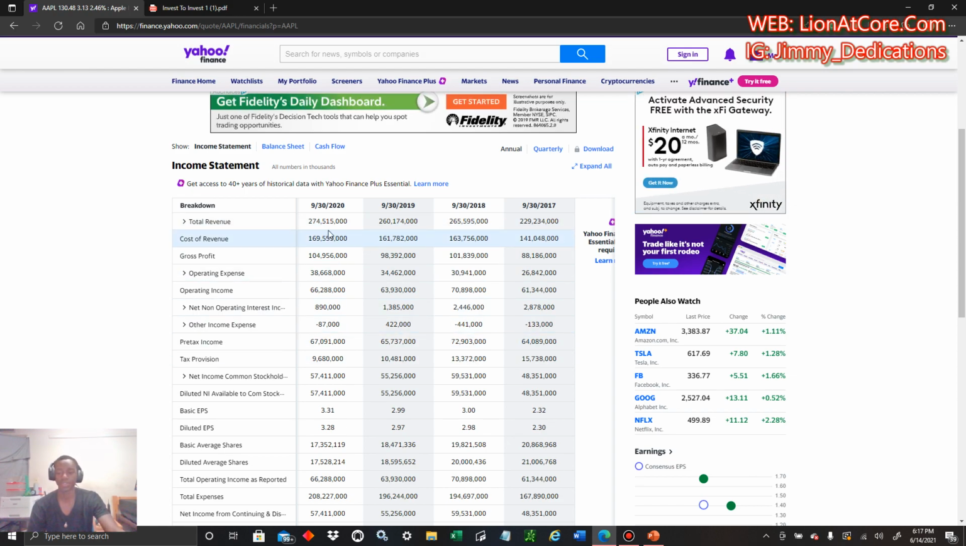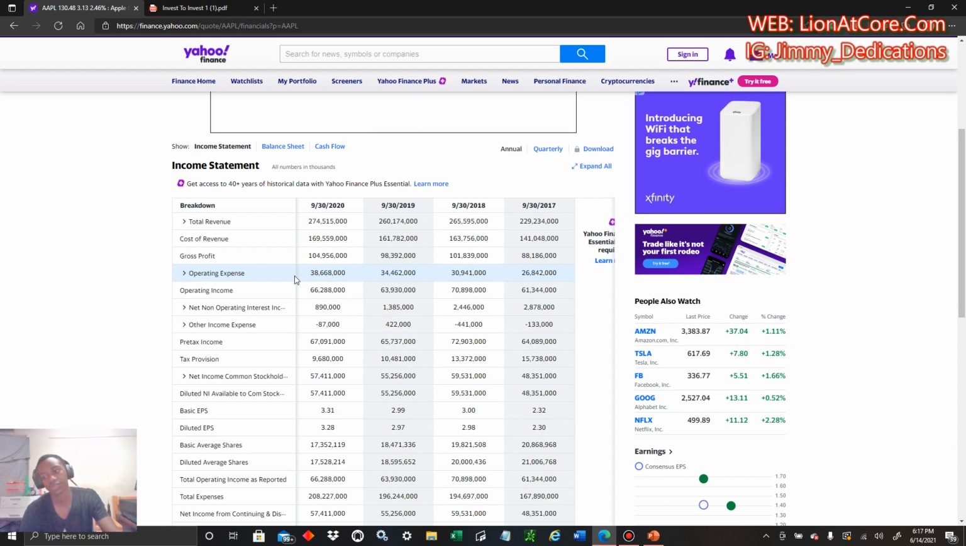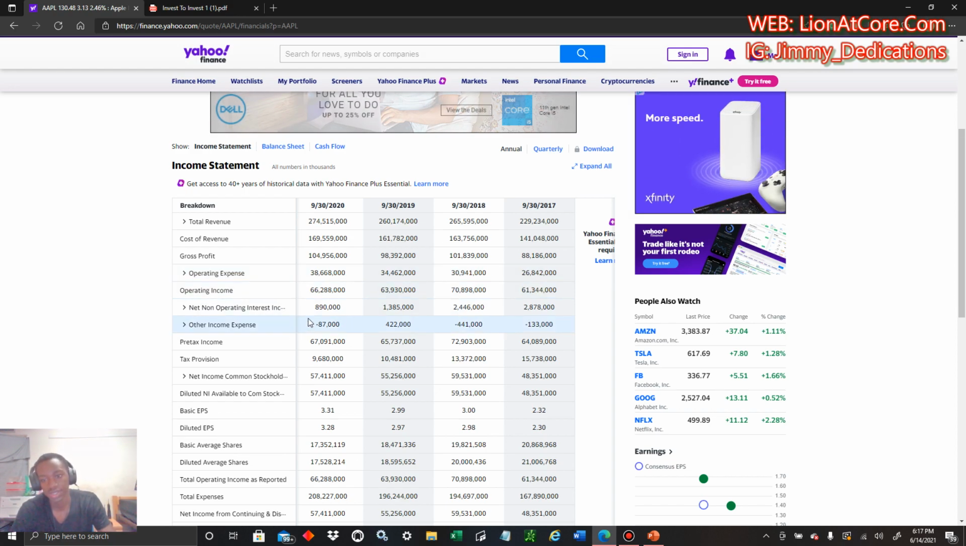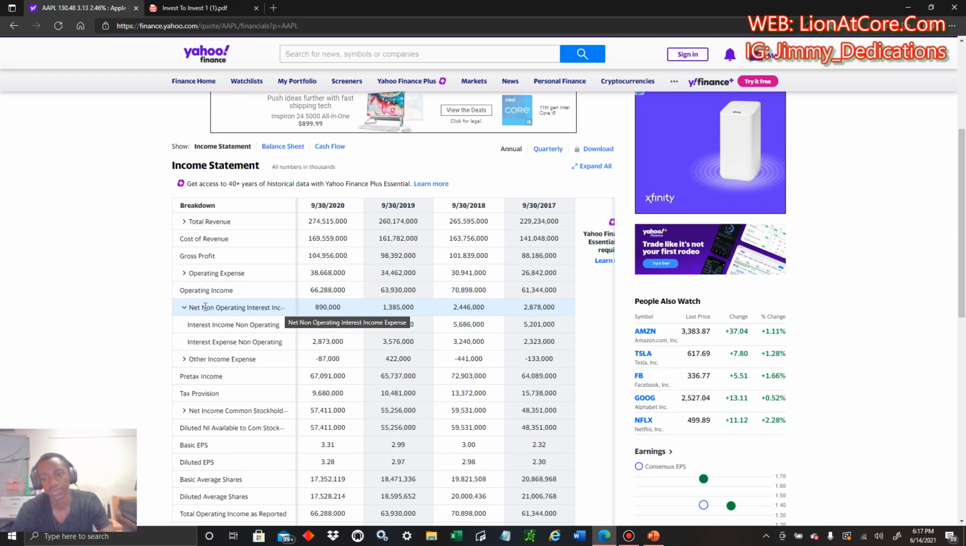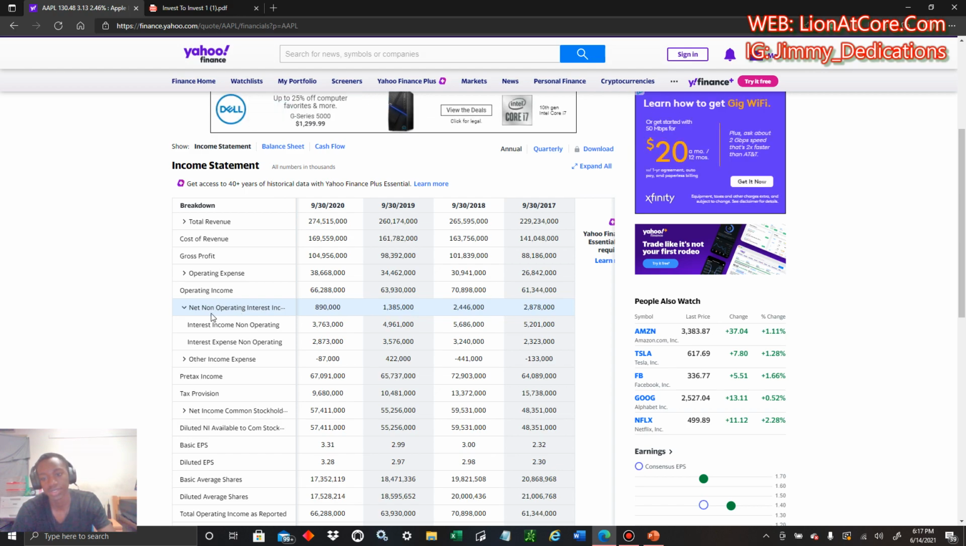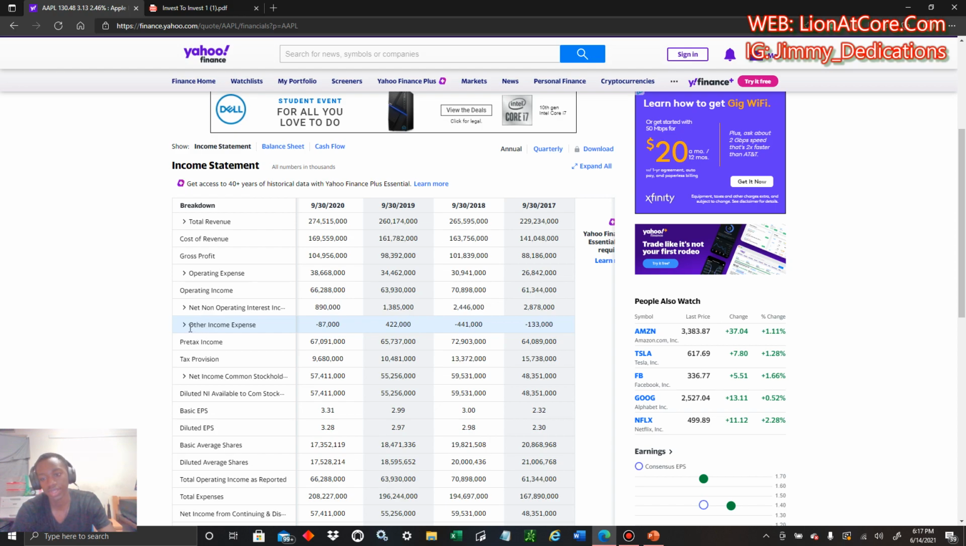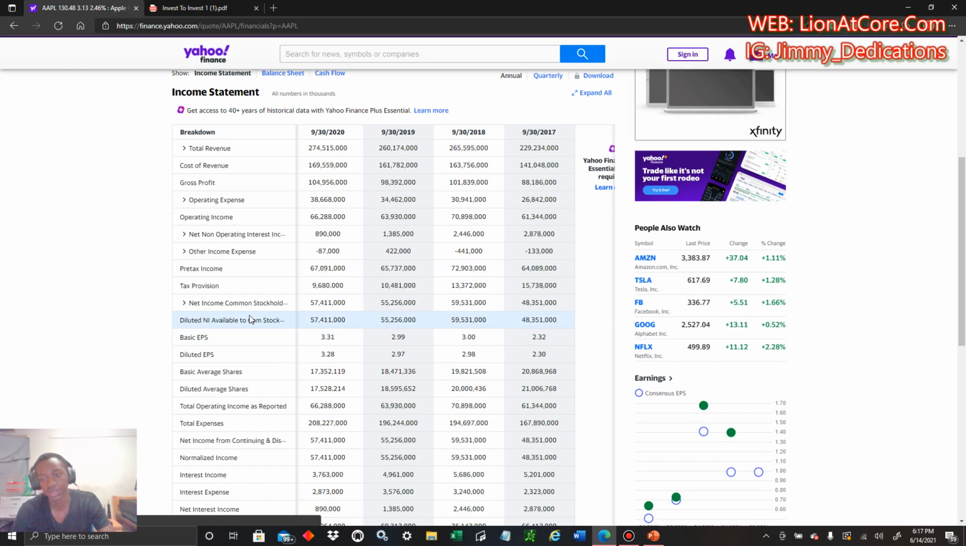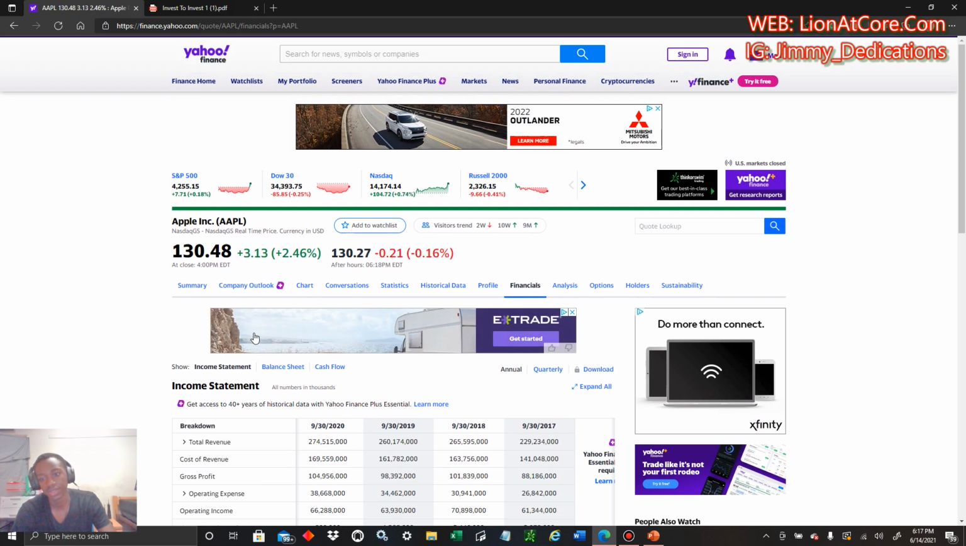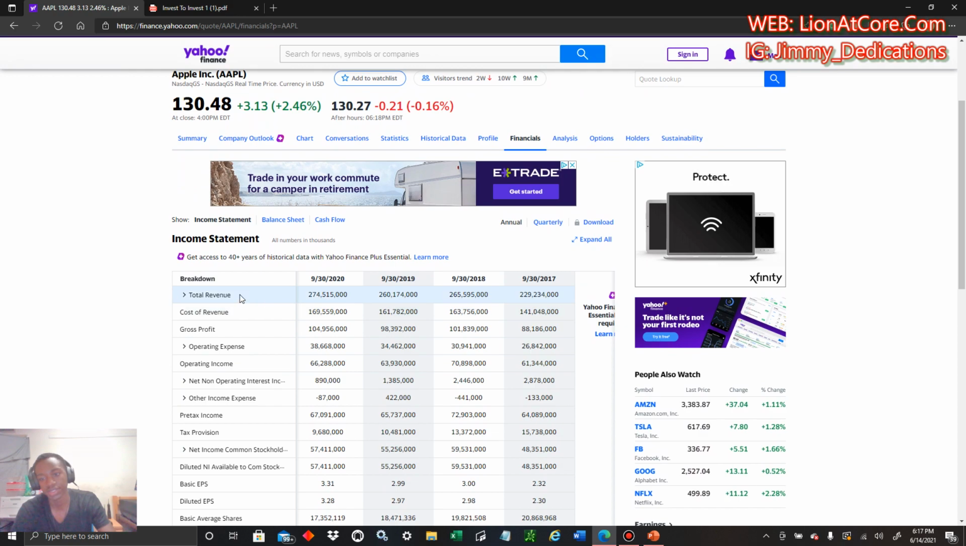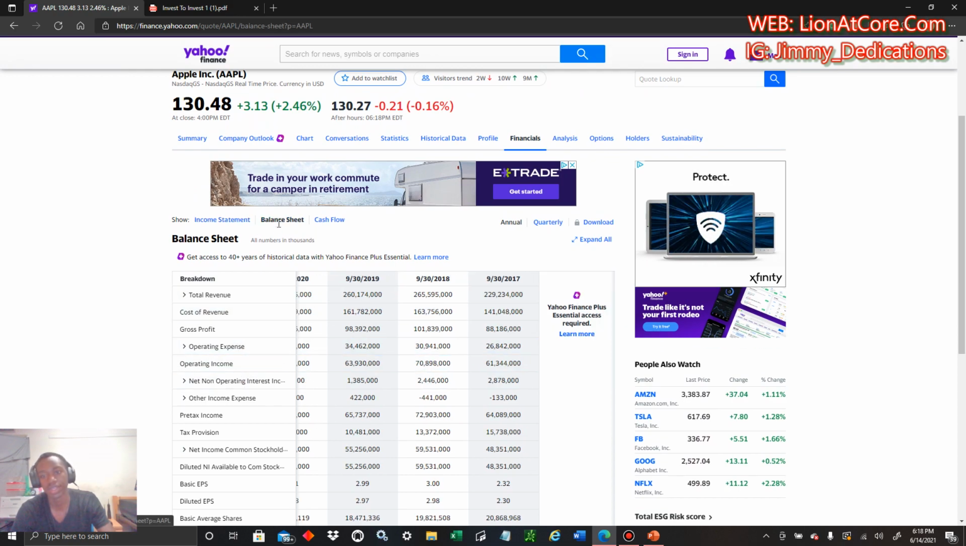Their cost of revenue is how much they've been spending on their company. Their gross profit is how much they profited that whole year. Operating expenses is how much they spent operating the business. Then the non-operating items. We're not going to go over all of it, like the net non-operating interest income expense. I don't know everything about the definitions, but we can always look them up. So this is the income statement, and the juicy things are at the beginning.